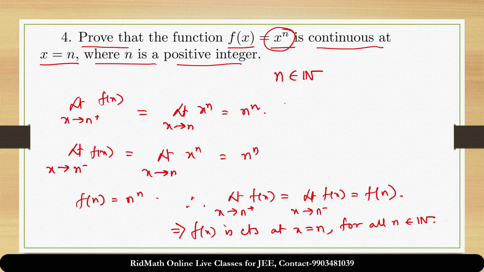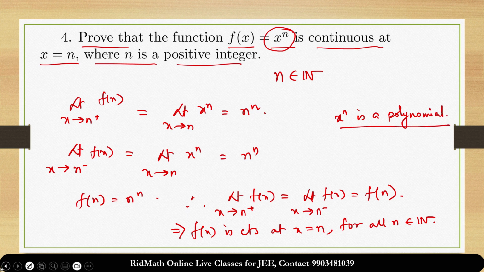So here you can also observe that x to the power n is a polynomial. Okay, so we have already said that a polynomial is continuous on the whole of the real numbers.